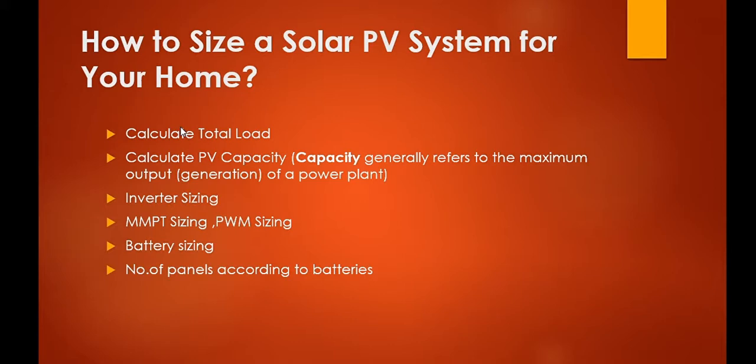These are the steps. The first step is to calculate the total load of your house. For example, you have two fans, one iron, one AC, etc. Next, calculate PV capacity. What is meant by capacity? Capacity generally refers to the maximum output generation of a power plant. I will explain in another video how we can calculate this capacity.